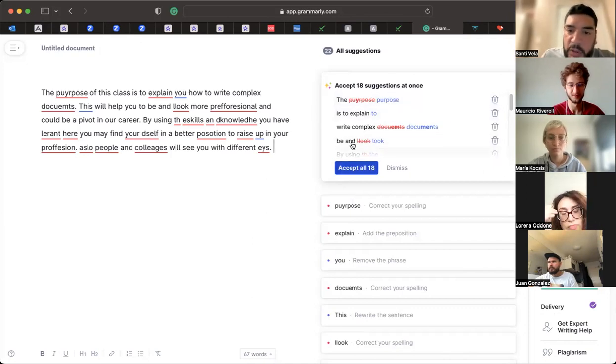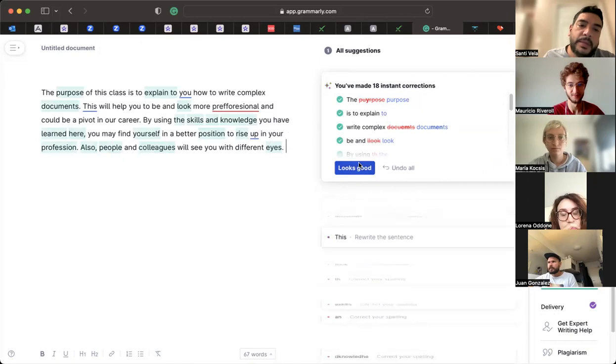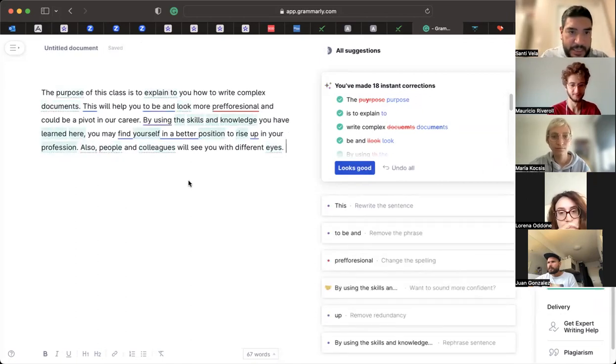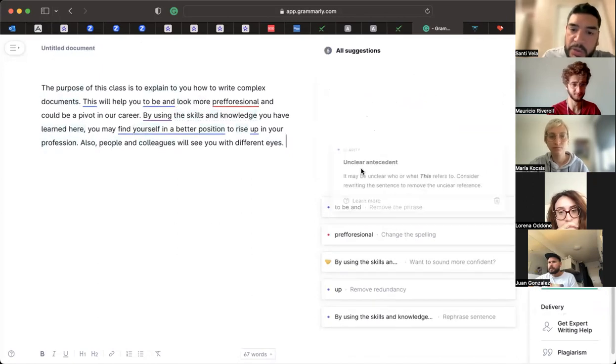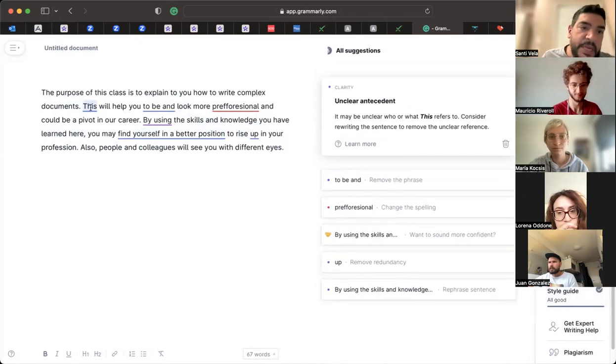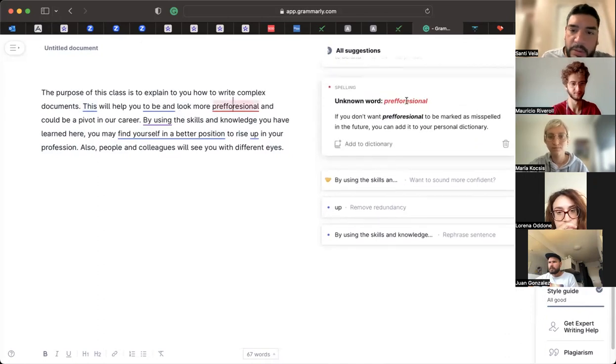If I accept all these suggestions, look what happened. Boom. In seconds, I have this fixed. It looks good, but it's also giving me a little bit of analysis of what could be fixed. And if I click on the words that are red, it will tell me this could be improved.